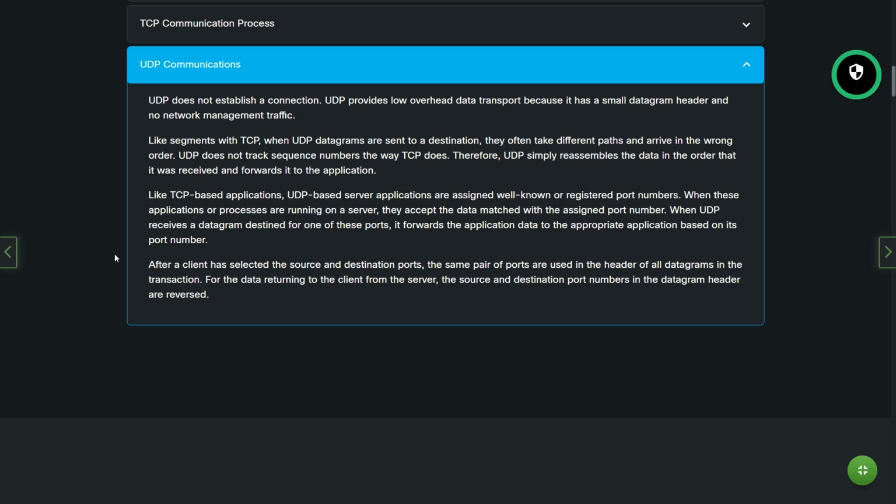After a client has selected the source and destination port, the same pair of ports are used in the header of all datagrams in the transaction. For the data returning to the client from the server, the source and destination port numbers in the datagram header are reversed.